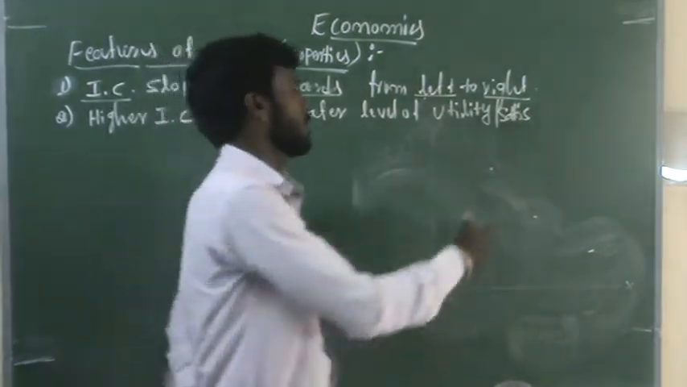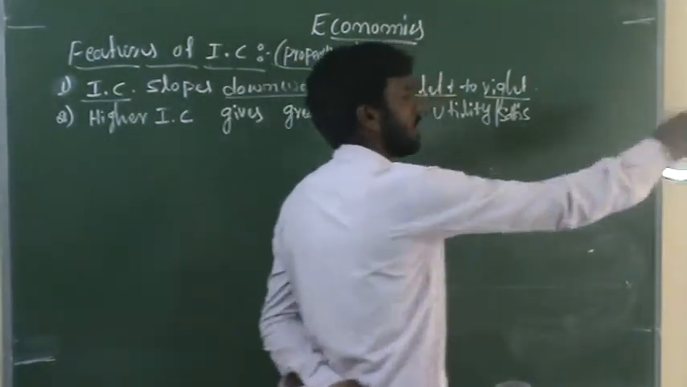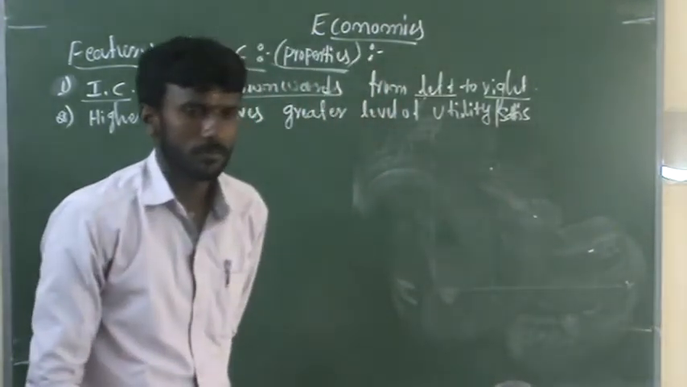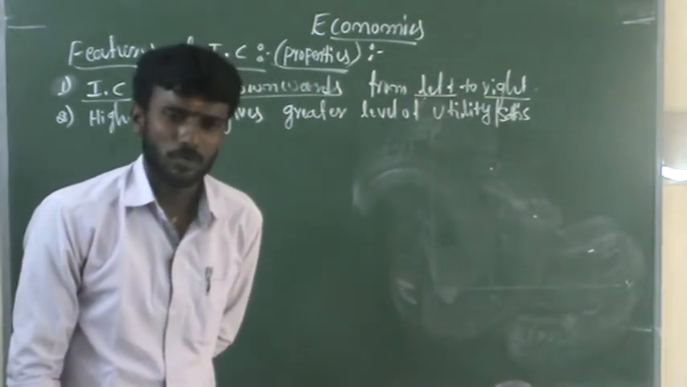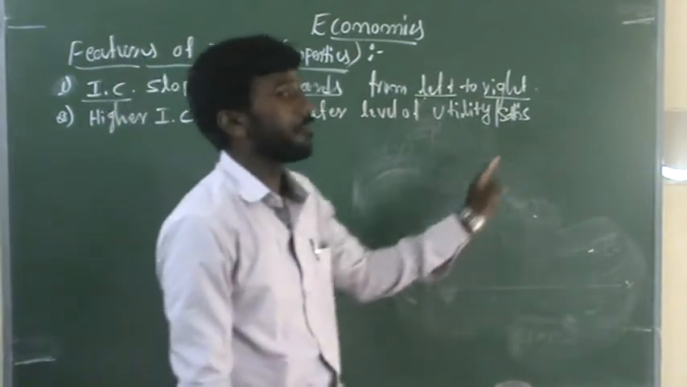See, for example, in the society different types and varieties of commodities will be there. Among those, the consumer can choose more of that commodity.